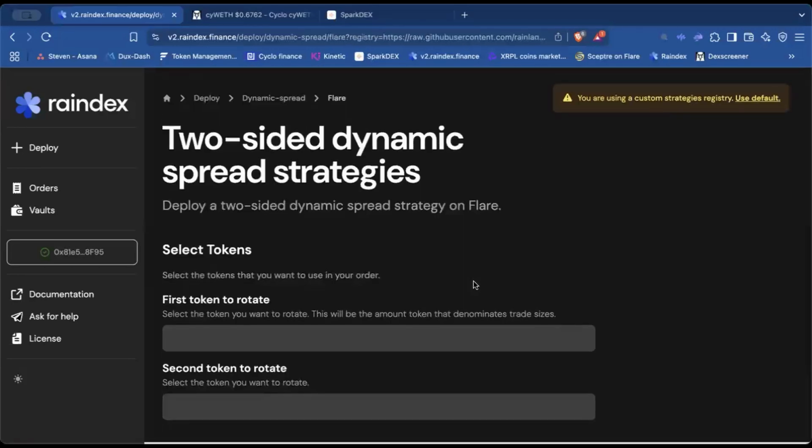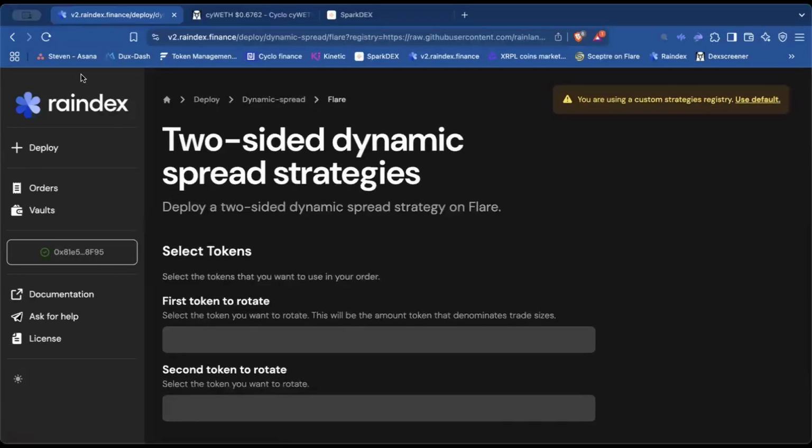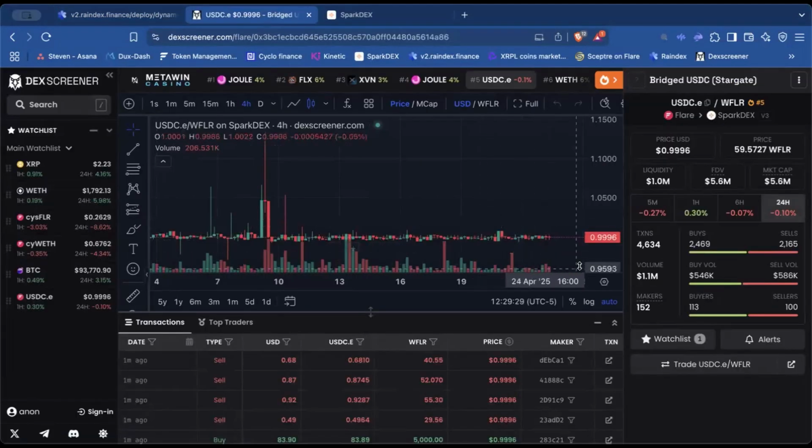So then go down, gonna go with Rat Flare. And then I see that you have Dex Screener up there. So right now, 59.57 for each dollar, you get 59.57 Rat Flare. Okay. We'll come back to this. So scroll down on that page.